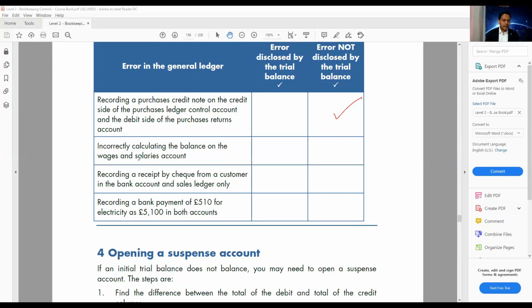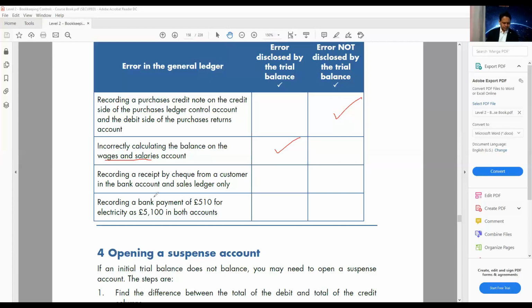Then, incorrectly calculating the balance on the wages and salaries account. Basically, you calculate incorrectly the balance for one account only, wages and salaries. That means the control balance is correct, but one balance is incorrect. So that will be disclosed, isn't it? Because if I made a mistake on both sides, debit and credit, then it's not going to be disclosed. But if I made a mistake on only one side, it will always be disclosed.